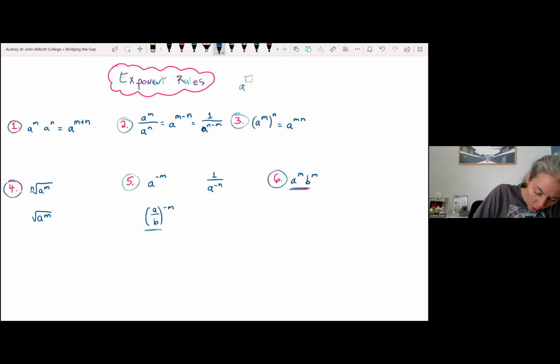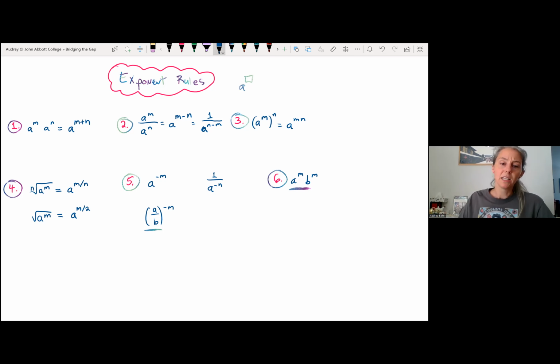All right, in rule 4, this just becomes a to the m over n. In other words, it's inside over outside. But remember, when that outside doesn't have a number on it in your radical, there's a 2 hiding there. So the square root of a to the m would be a to the m over 2.